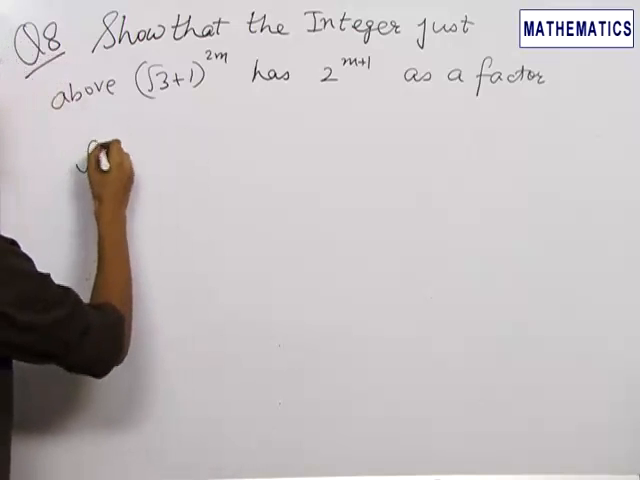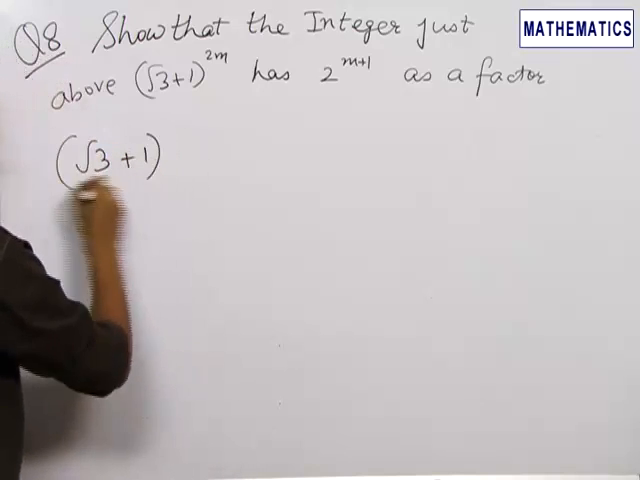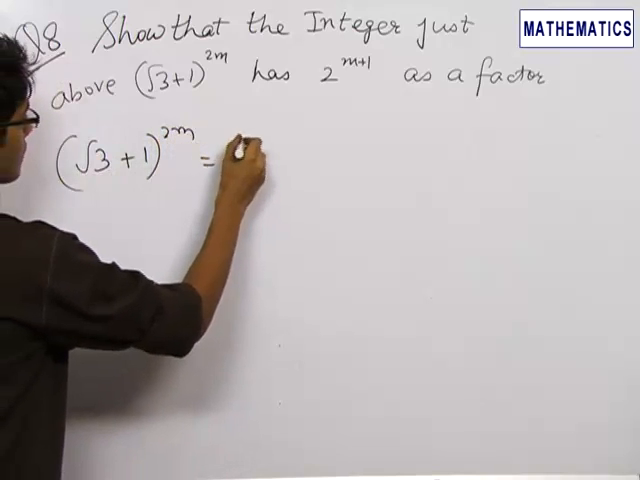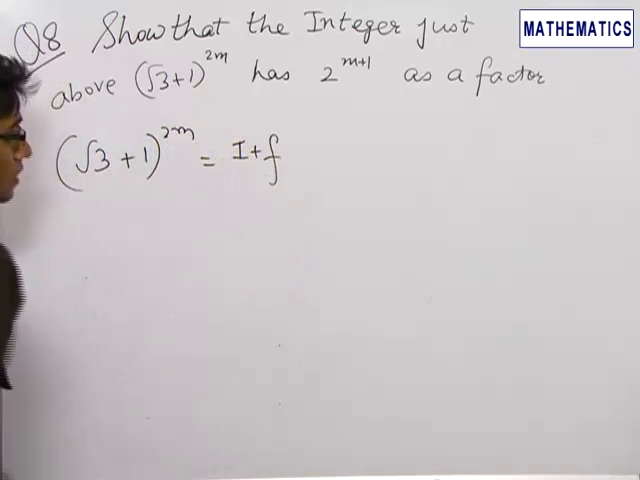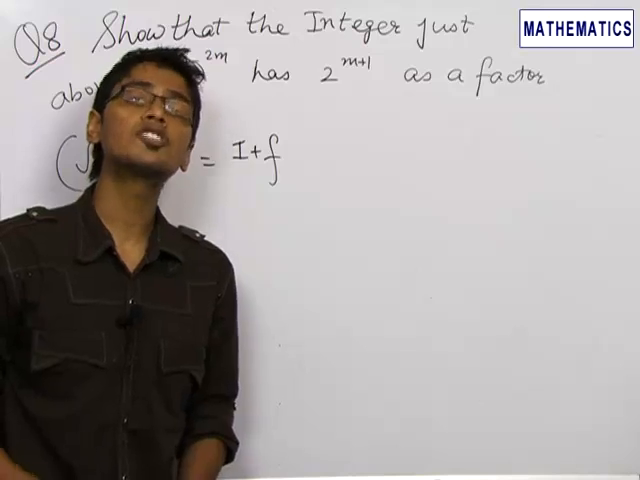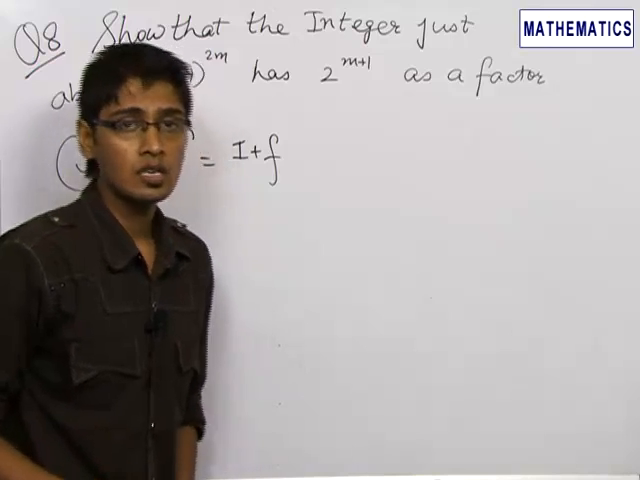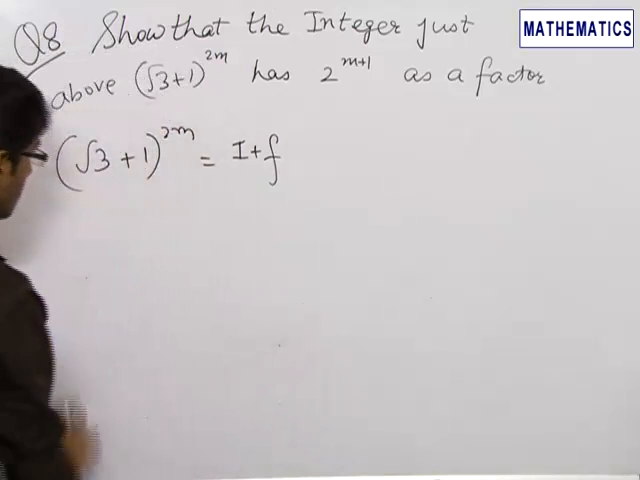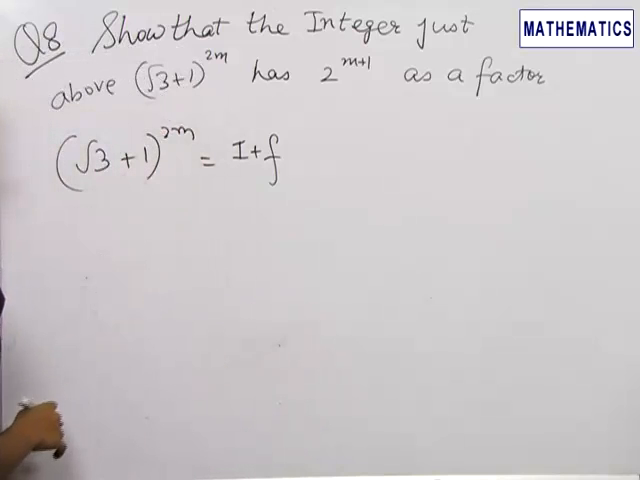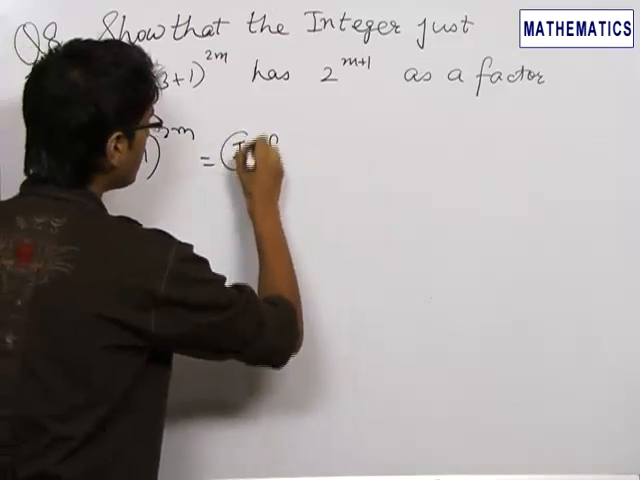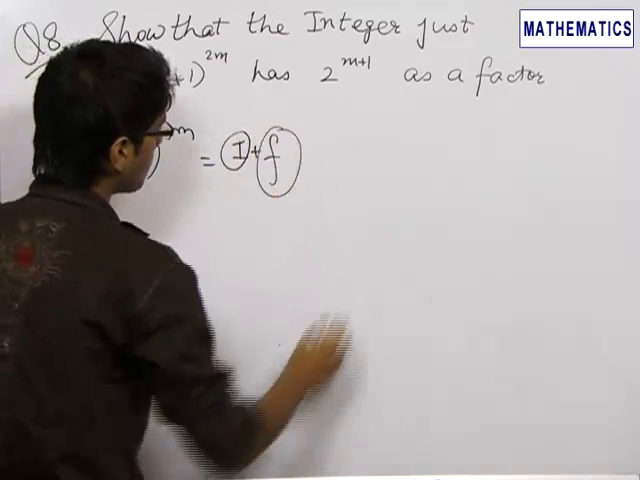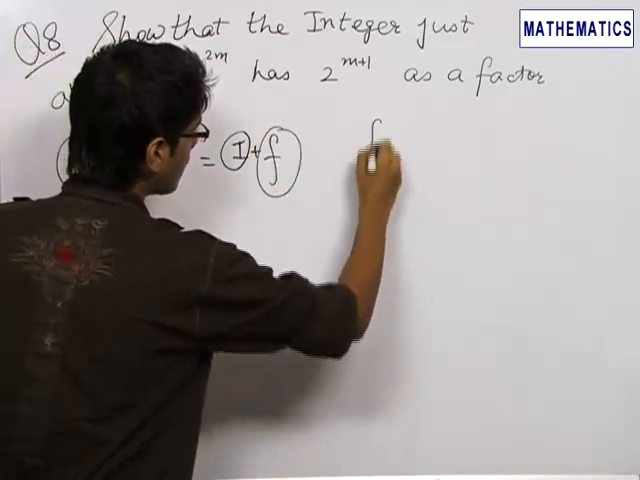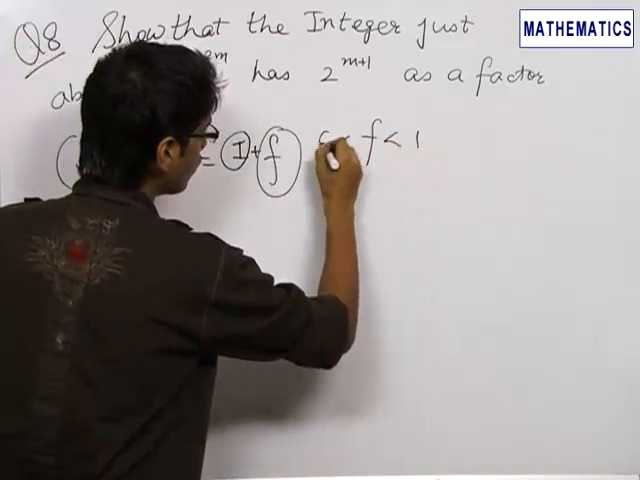We'll consider (√3 + 1)^(2m) equals I plus f. This is the most standard and the most general approach in these kinds of problems, so we need to remember this approach. So (√3 + 1)^(2m) is equal to I plus f, where I is the integral part, f is the fractional part, and f lies between 0 and 1.